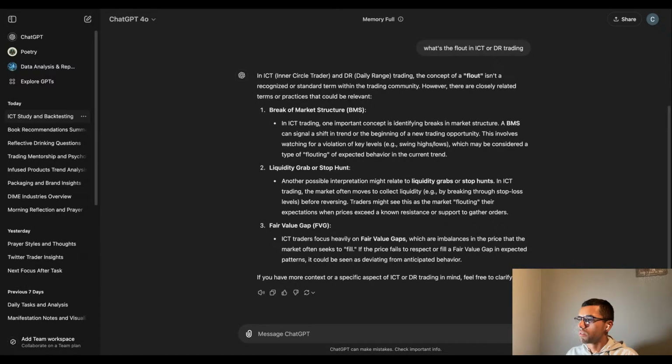Oh yes, I did use this for help on the description. What's the, in ICT or DR trading? I think center recognize flow. No, it's not that. That's not it. Okay, back into here.